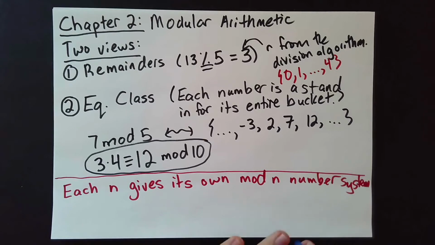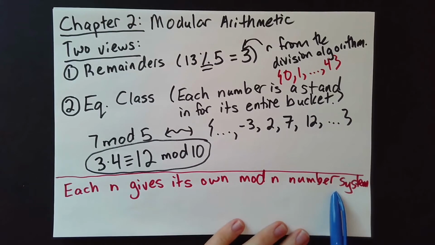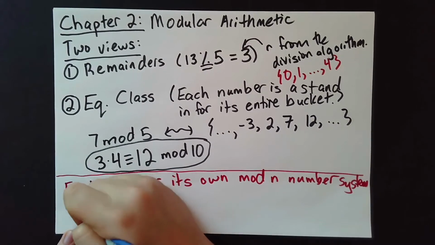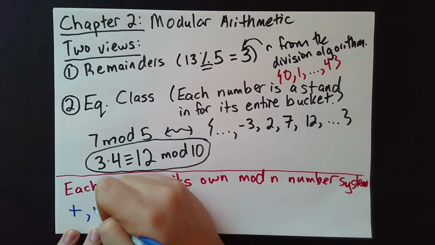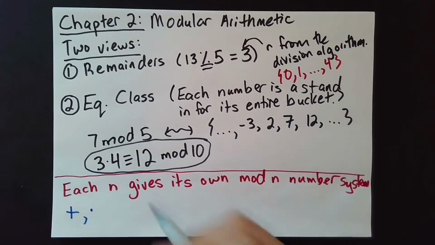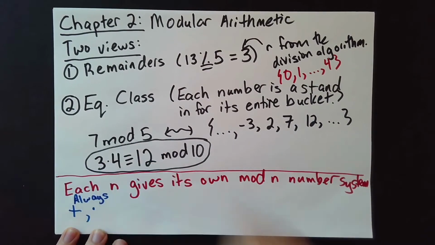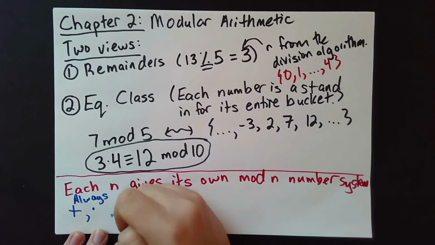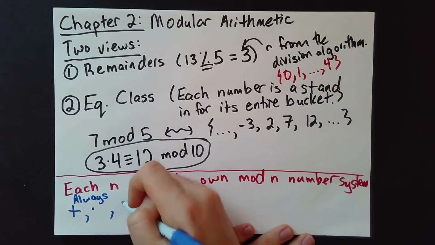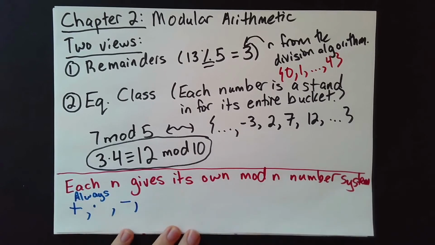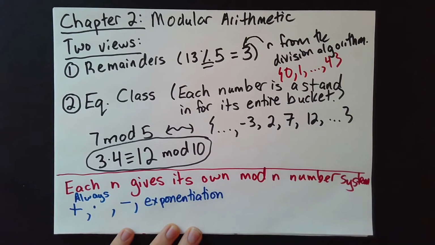Now, I mentioned that each of these number systems comes with its own operations, and I already mentioned that two of those operations that you get are addition and multiplication. And these operations you get always. Along with addition and multiplication, you also always get subtraction, and we also get exponentiation.